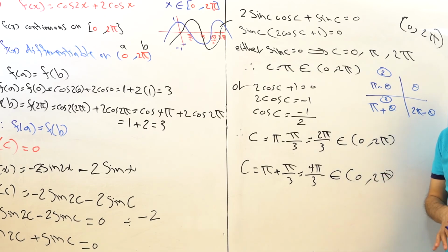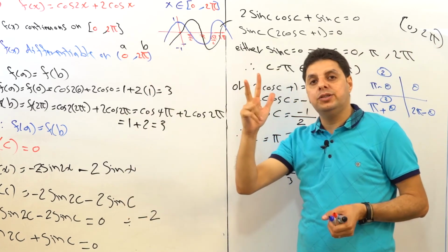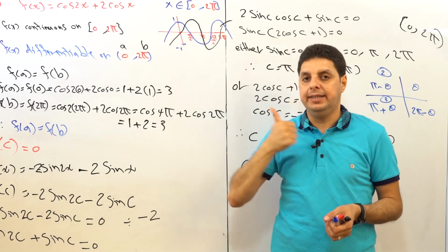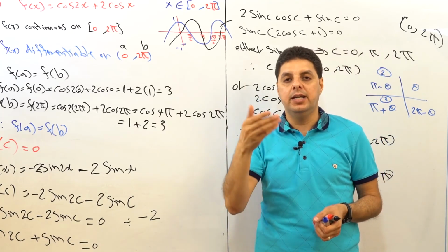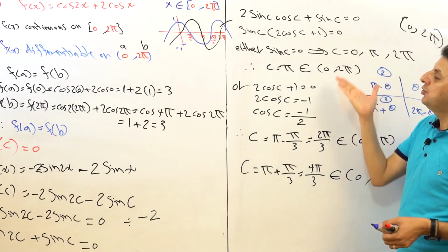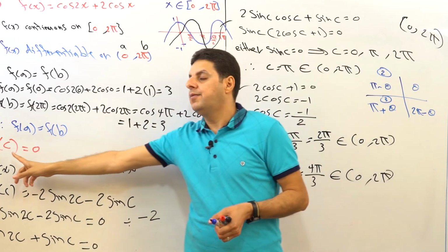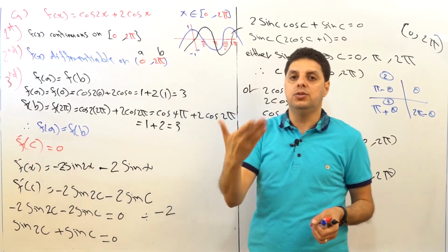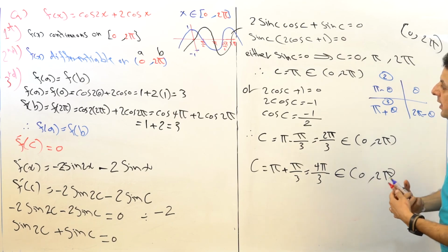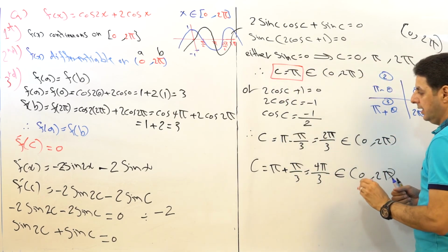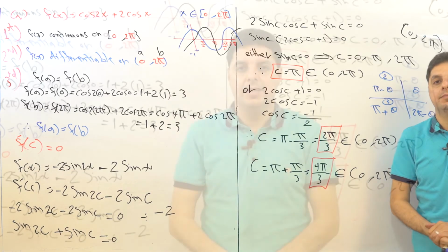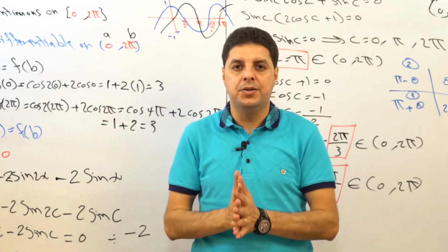That is the answer. The function satisfies the three conditions: continuity and differentiability, because the trigonometric functions we learned earlier are continuous and differentiable, and the third condition, f of A equals f of B. We found the value of c by using the first derivative at c equals 0. The values of c are pi, 2 pi over 3, and 4 pi over 3. That is all about Rolle's theorem.